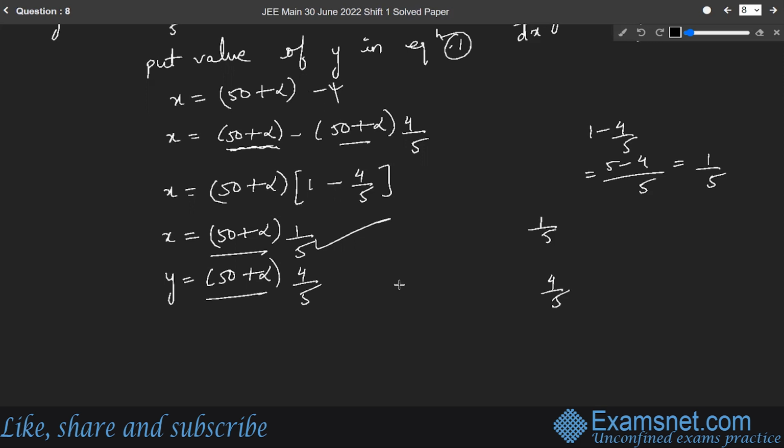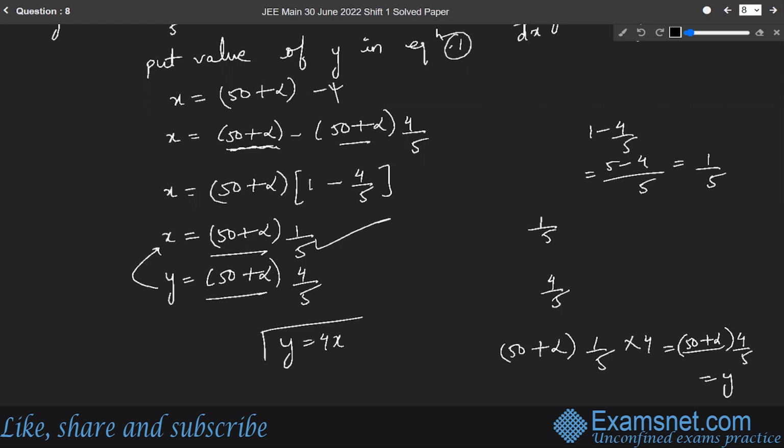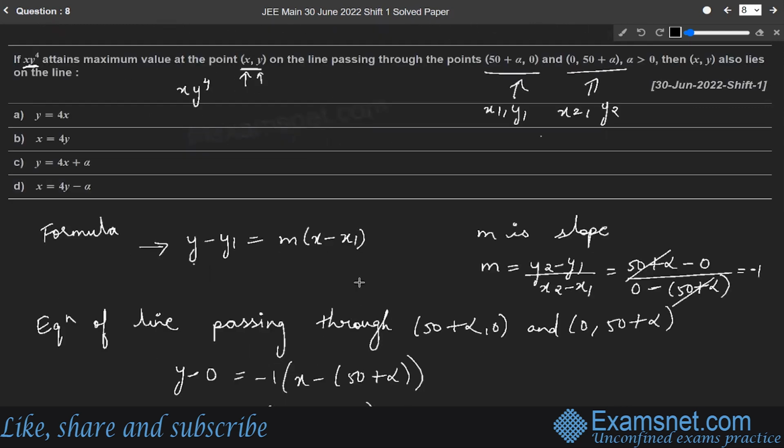So it is very clear that this expression is same, but 1 by 5 and 4 by 5 is different. It means that y is equal to 4 into x. Because when we multiply 4 in x, it will be equal to y, right? Let us multiply 4 here. If we multiply 4 in x, what is x? 50 plus alpha into 1 by 5. If we multiply 4, then it will be equal to 50 plus alpha into 4 by 5, which is equal to y, right? So we can say that y is equal to 4x. The relation between x and y here is y is equal to 4x. So for this question, the correct option will be option A, which is y is equal to 4x.